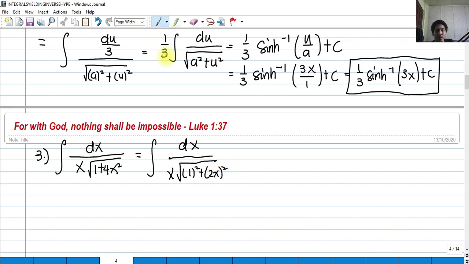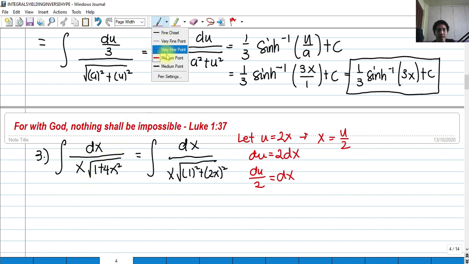So that we can let u equals 2x. The derivative of u with respect to x would be 2 dx. Expressing that in terms of dx, we have du all over 2 equals dx. Now we have to find a way to solve for x. From this substitution, x equals u all over 2. Okay, and now we are ready to substitute the values.